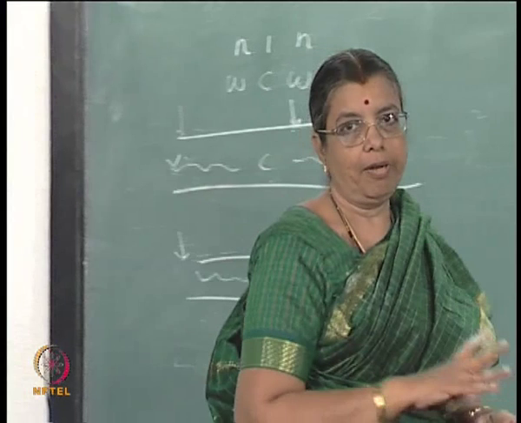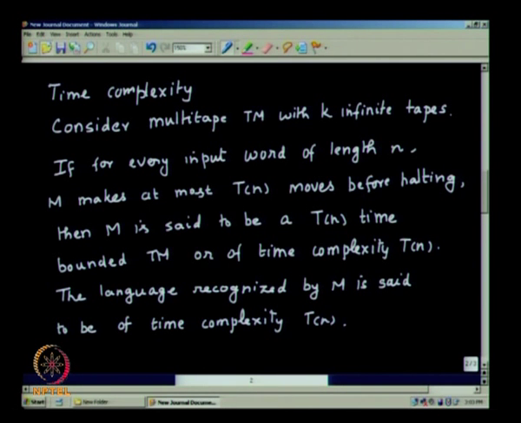The general definition is given for multi tape Turing machine, with a finite number of tapes. So, if for every input word of length n, M makes at most T(n) moves before halting, then M is said to be a T(n) time bounded Turing machine or of time complexity T(n). The language recognized by M is said to be of time complexity T(n).